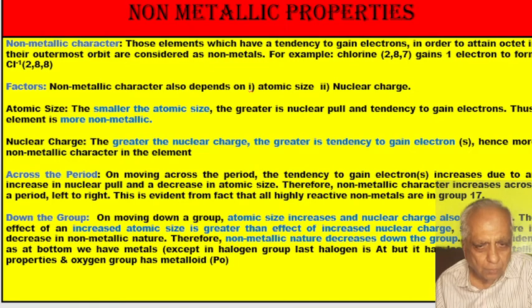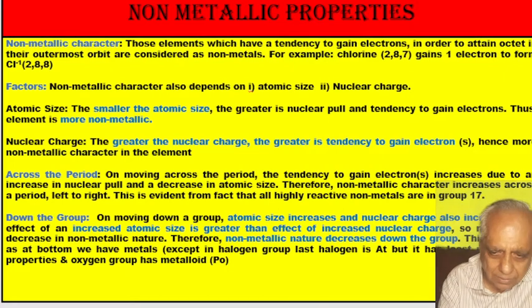Now if we are going down the group, what is happening? Atomic size is increasing because the number of shells is increasing by 1. So as the size increases, non-metallic character will decrease. And nuclear charge is increasing, but the dominating factor is the size of the atom. Therefore non-metallic nature decreases down the group. That is why, if we take fluorine, chlorine and bromine, fluorine is most active compared to the elements which are below. As we go down, they are less reactive. Their non-metallic behavior is less. Is it alright? So then we'll go to the next property.